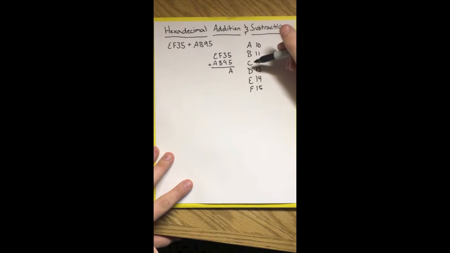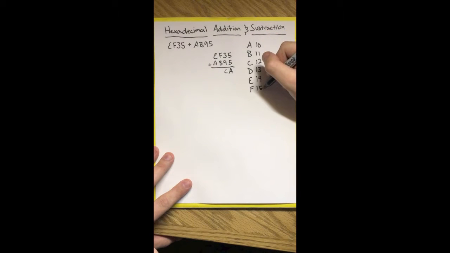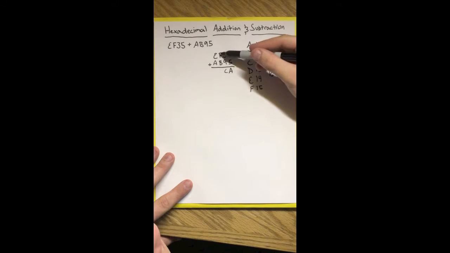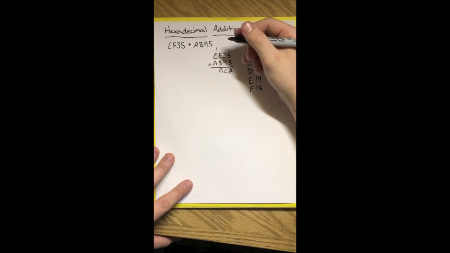3 plus 9 is 12, represented by C. F plus B, 15 plus 11 is 26. How do we represent that in hex? 16 goes into 26 one time. 26 minus 16 is 10. That equals A. So 1A is the hexadecimal representation of F plus B. So A, carry the 1.